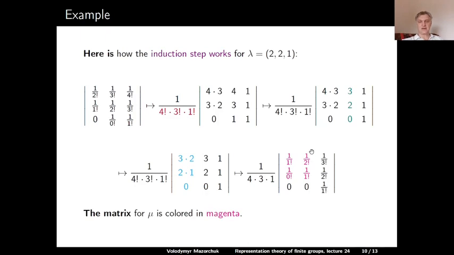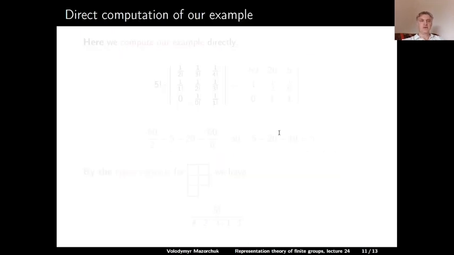And we see that this is an upper block triangular matrix in which the first diagonal 2 times 2 block is exactly the determinantal formula determinant for the partition mu, which is obtained from lambda by subtracting 1 from all parts. So it is the partition 1, 1. And of course, we can directly compute this determinant just to check that everything is correct.